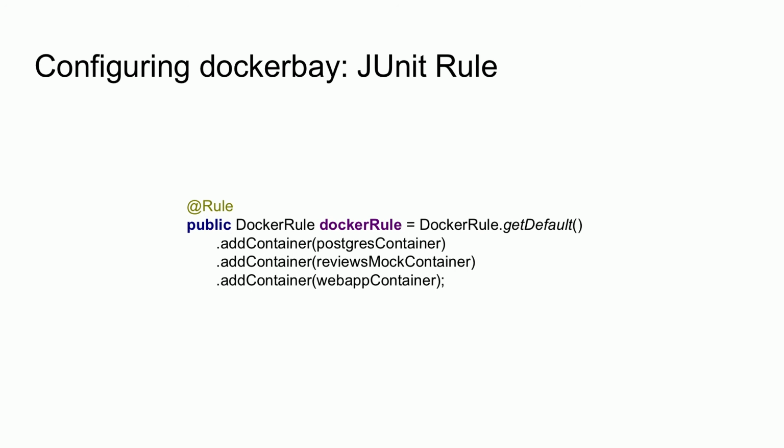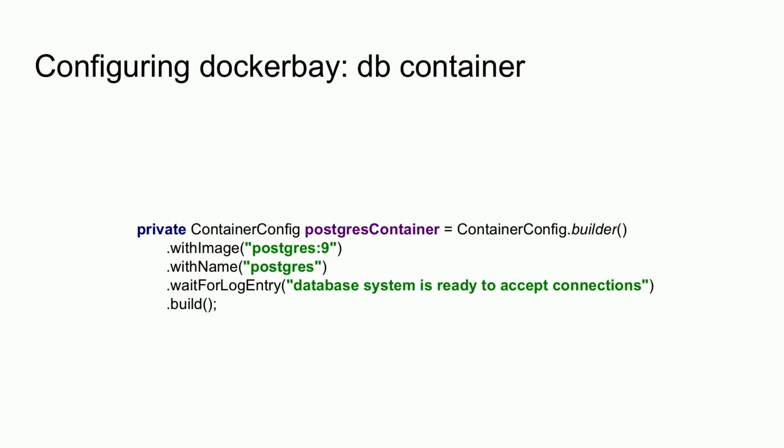So how do we describe each container? This is an example of how we describe, for example, a Postgres container. We tell what image we build this container from. We give it some name. And this name is important in terms of locating other containers.